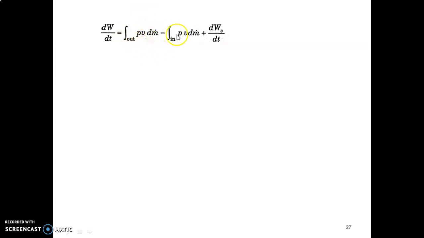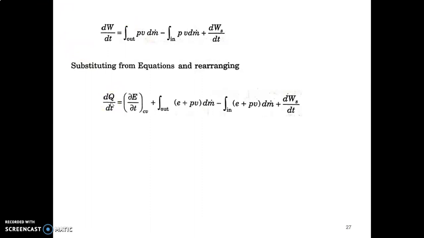Just like in the outflow, we have done the same in inflow also. So integral out P small v dm dot minus integral in P small v dm dot plus the shaft work, which is denoted by Ws, dWs by dt. That is the shaft work. Now substituting our total energy, the rate of change of total energy within the system, and also the rate of change of the work, in our first law of thermodynamics equation.